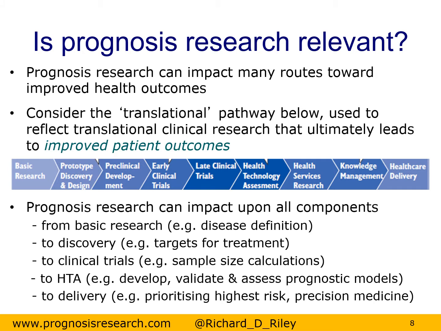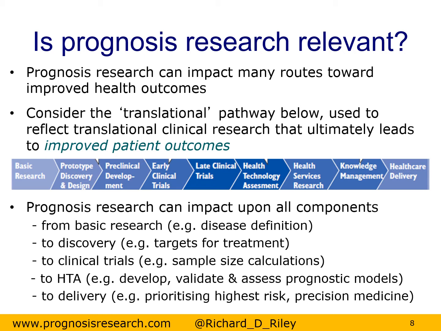Prognosis research can impact improved health outcomes at multiple pathways towards healthcare delivery. So if we look at this translational pathway here, we start from very basic research ending up at healthcare delivery, and prognosis research is relevant across all these different subcomponents. For example, at the start in basic research, we may use prognostic factors to help define our disease, define subtypes of disease.